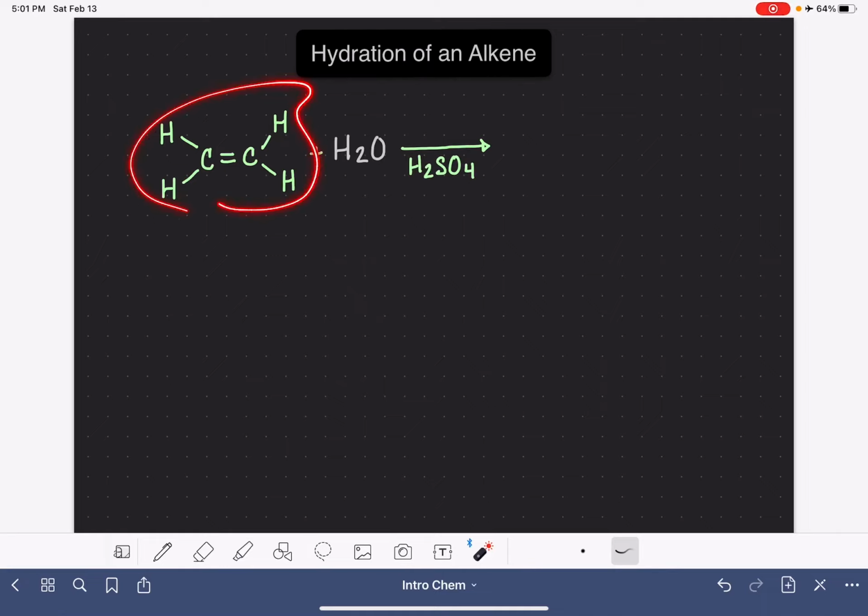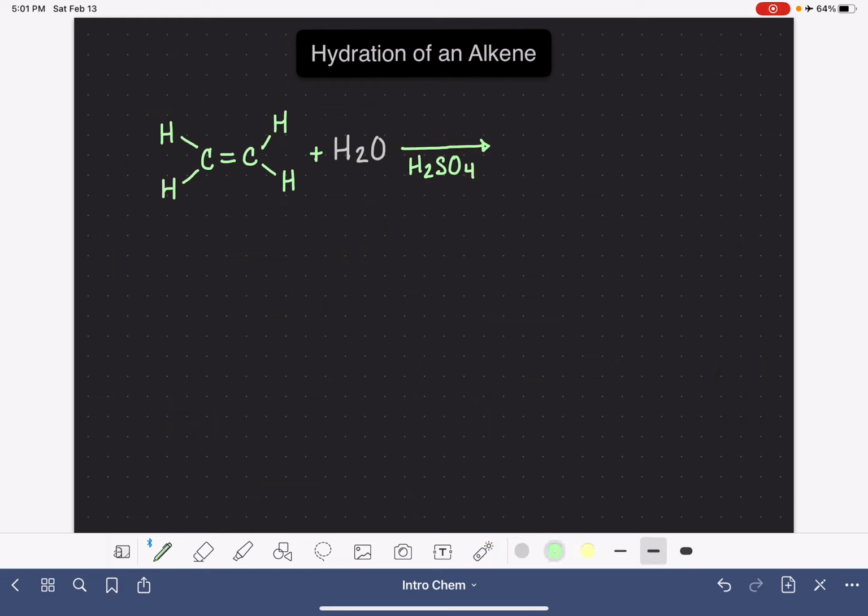An alkene can react with a water molecule in a reaction called hydration. This reaction is catalyzed by an acid. Remember catalysts, we write the formula for them underneath the reaction arrow. The catalyst that we use for this reaction is sulfuric acid, H2SO4.